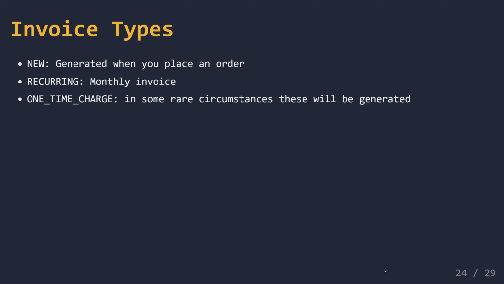So invoice types. New invoice types are generated anytime you place an order. It gets a new invoice. Recurring are going to be your monthly generated invoices, which will have everything that was charged to your account during that month, excepting anything that was charged for a new invoice. One-time charge are going to be fairly rare and are going to be things like for overages or any other one-time charge that would show up on your account that would not be included in the recurring monthly invoice.